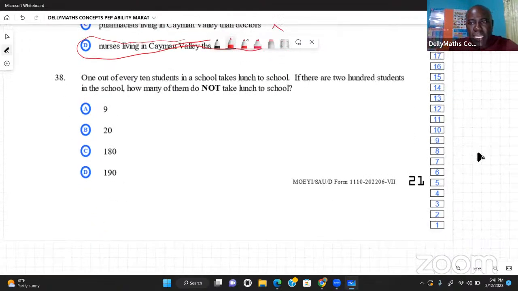Now let's look at 38. Let's go for 38. All right, 38. Read 38 and see if you can come up with the answer quickly. I'm going to give you a minute to work out your 38. Read 38 and see if you could come up with your answer.